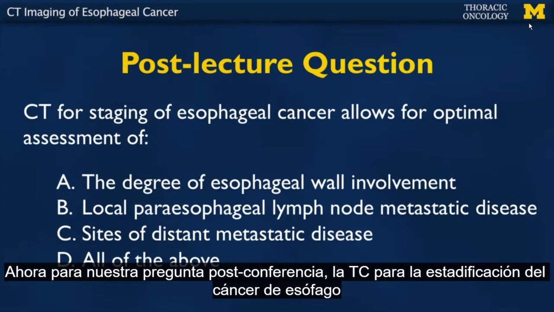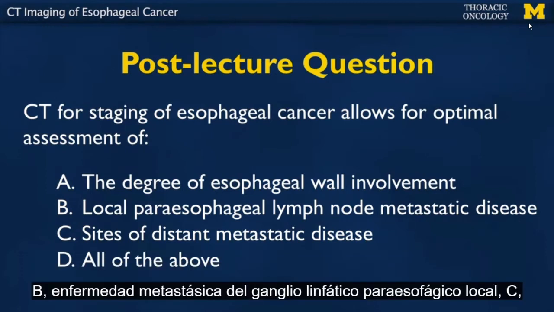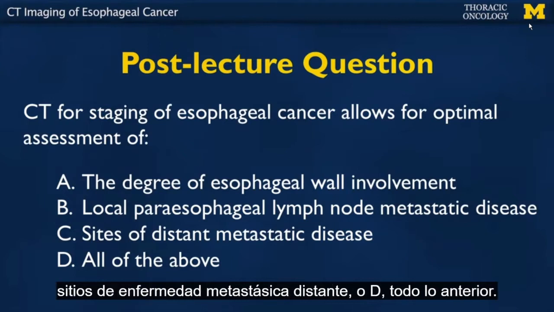CT, for the staging of esophageal cancer, allows for optimal assessment of: A. The degree of esophageal wall involvement, B. Local paraesophageal lymph node metastatic disease, C. Sites of distant metastatic disease, or D. All of the above.